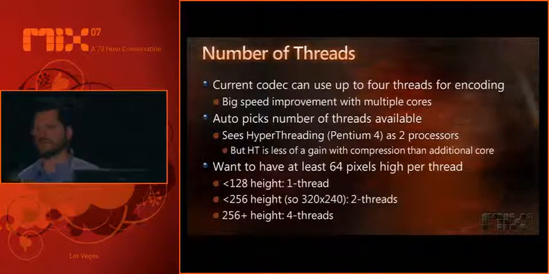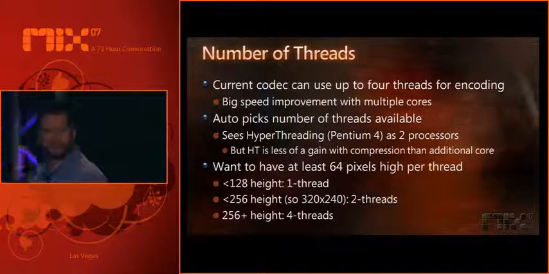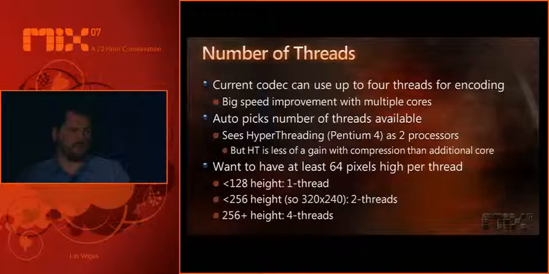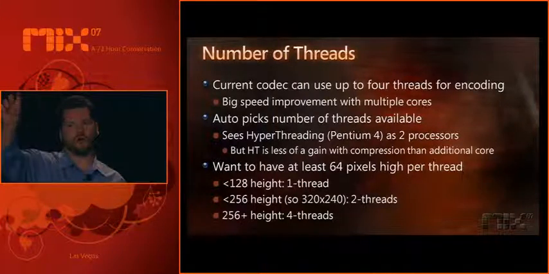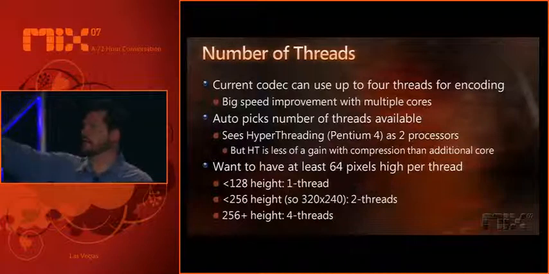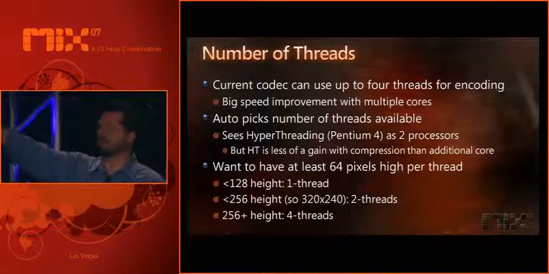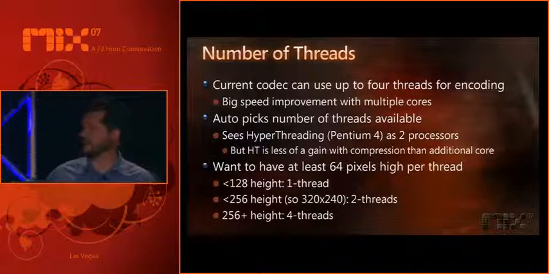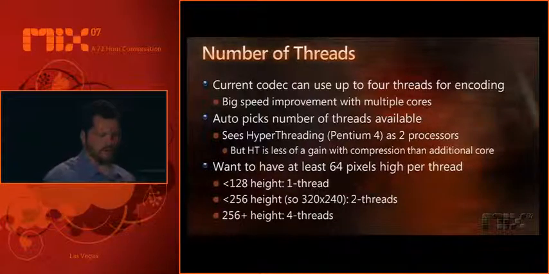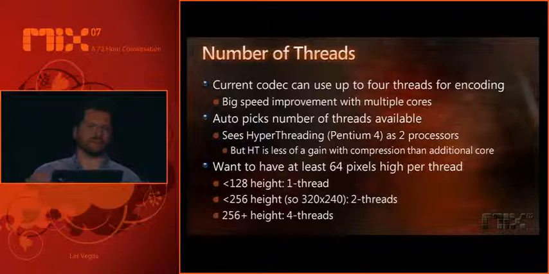I want to cover some of the modes. The new codec has 4-way threading, so you can do up to 4 simultaneous threads. However, it works best if you have at least 64 pixels of video height per thread. So if you're doing low-res video, I recommend reducing the number of threads for the encode. It'll help your quality a little at lower sizes, and you can set that in there. It doesn't matter if you're on a single-core machine, it will only ever use one thread.